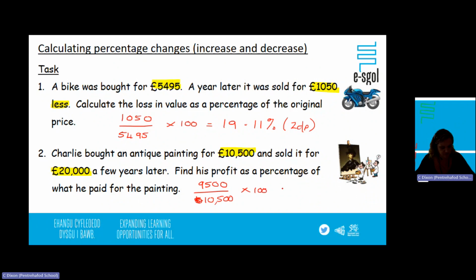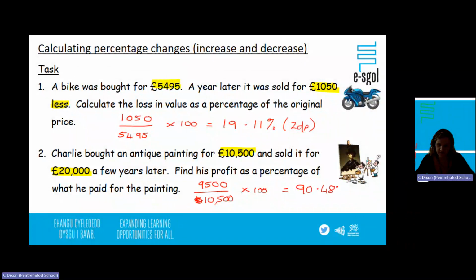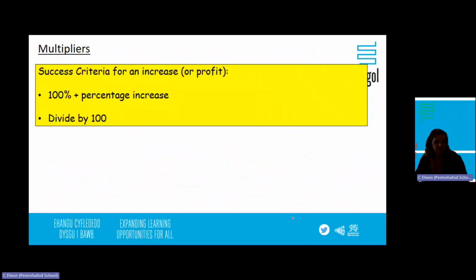Multiplying by 100, we get 90.48% to 2 decimal places. Okay, so 9,500 divided by the 10,500, multiply by 100. So how much it's changed by divided by the original. Okay, it's gone up by just over 90%, which is quite a lot, isn't it? Okay. Right then, on to the next part.